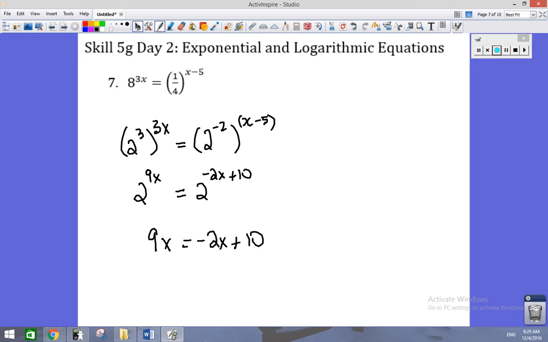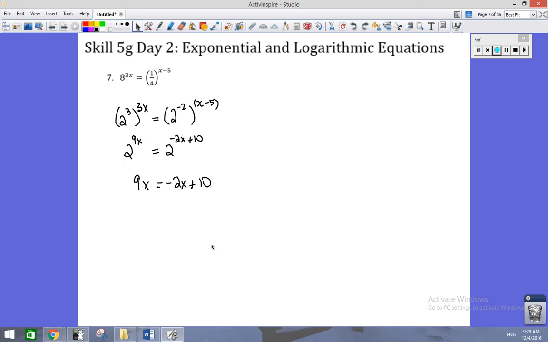And if we add 2x to each side, we've got on the right hand side 2 terms that have the variable, on the left hand side 1 term that has the variable. We need the terms that have the variable to be on the same side of the equation. If we add 2x to each side, we get 11x.